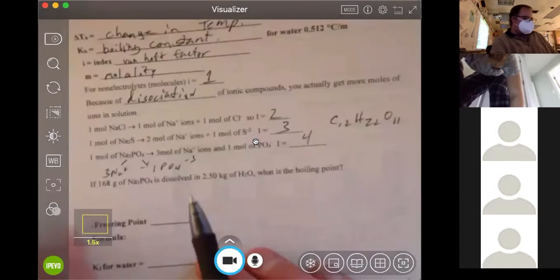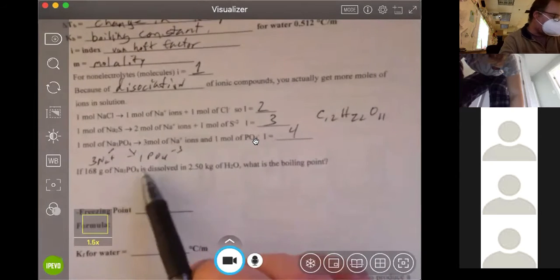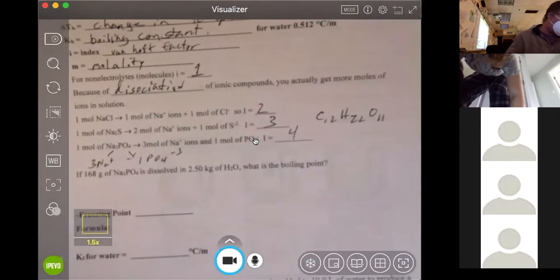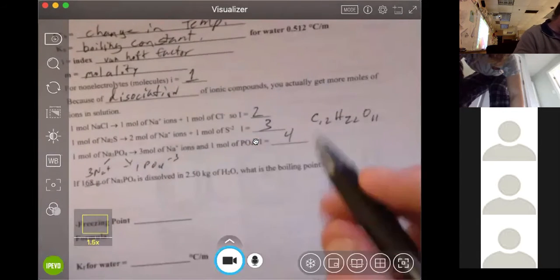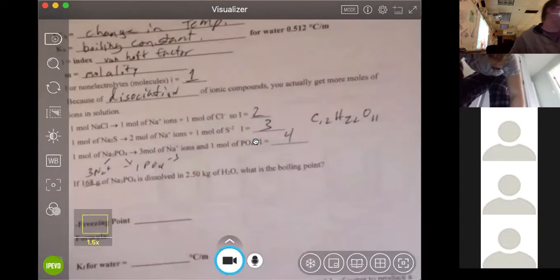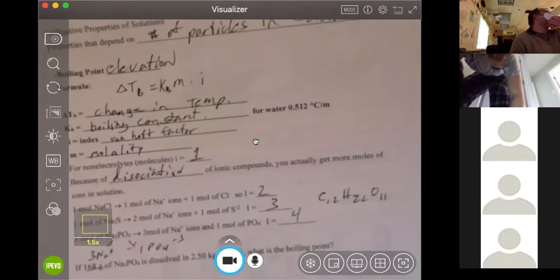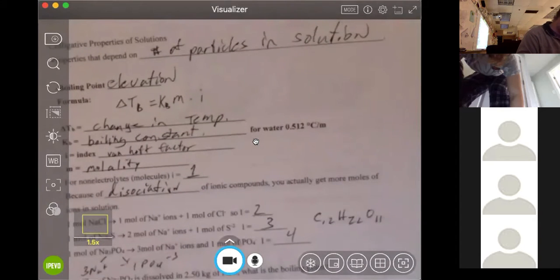All right, so if 168 grams of sodium phosphate is dissolved in 2.5 kilograms of water, what is the boiling point? So we've got to change this grams to moles. 22.99 times 3 plus 4 times 16 plus 30.97. The answer is 163.94.